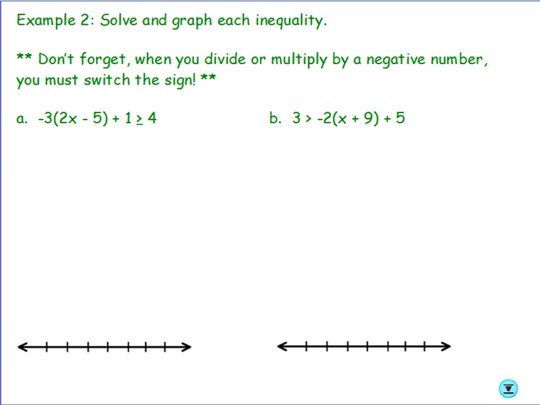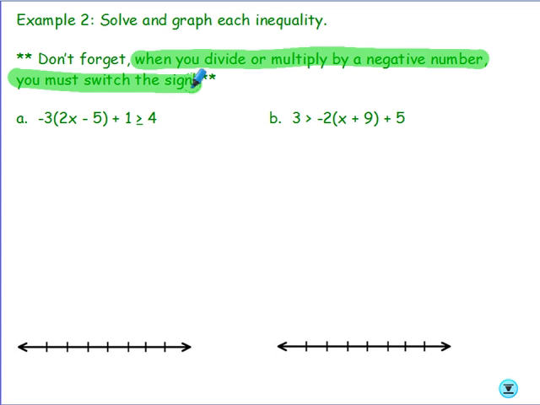Now these problems have a very, very important rule that hopefully you've heard before. Don't forget, when you divide or multiply by a negative number, you must switch the sign. Okay, that is very important. That's only going to apply at the very end of your problem. It's the last step of your math. If you divide or multiply on the last step by a negative number, you must take that sign and switch it the other way. So let's take a look at our first example.